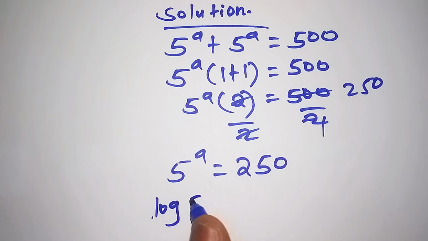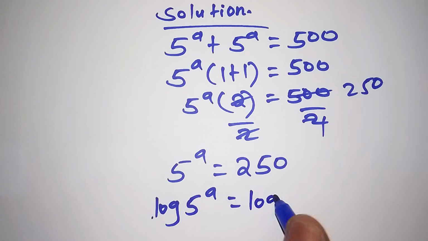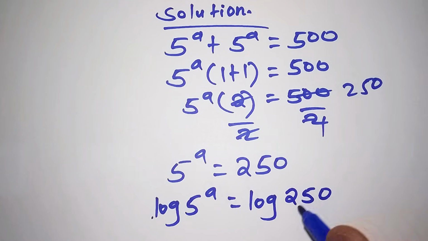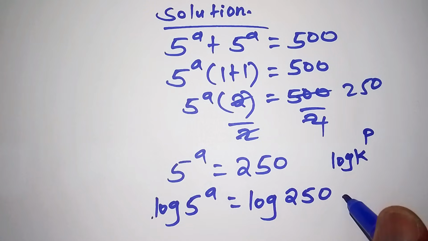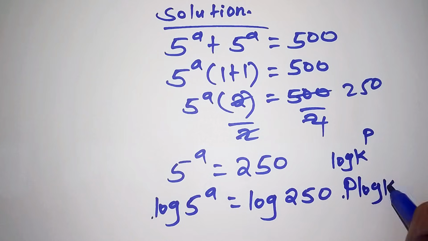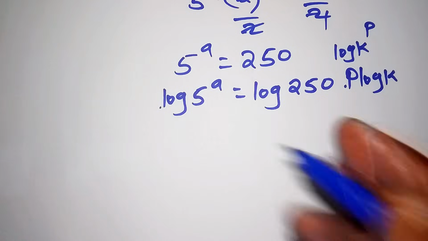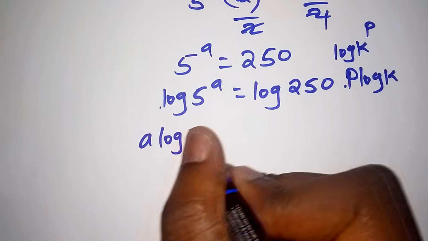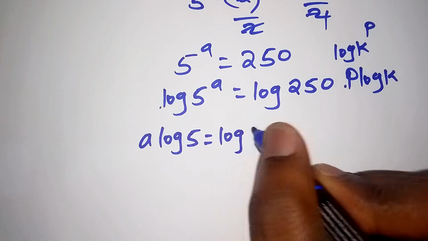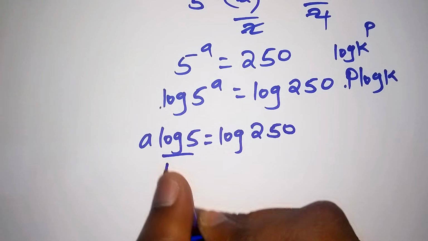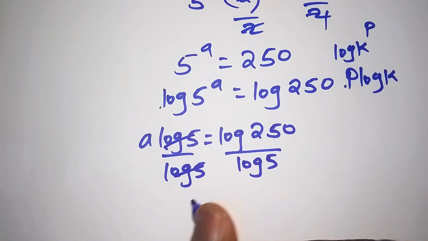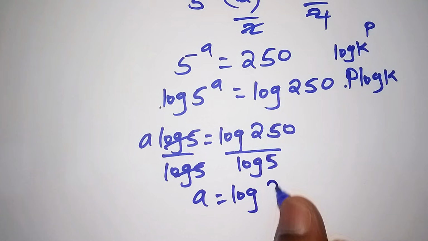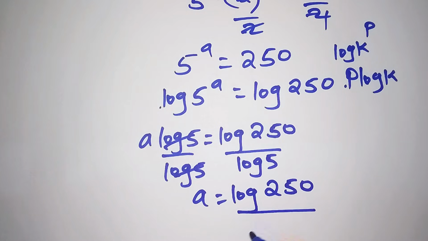So let's now introduce the log on both sides. Here we shall have the log of 5 to the power of a is equal to the log of 250. Assuming that we have the log of k to the power of p, this can be written as p times the log of k. So now we change 5 to the power of a to be a log 5. So we have a times the log of 5 is equal to the log of 250. Divide both sides by the log of 5 so that we can remain with a. So a is equal to the log of 250 all over the log of 5.